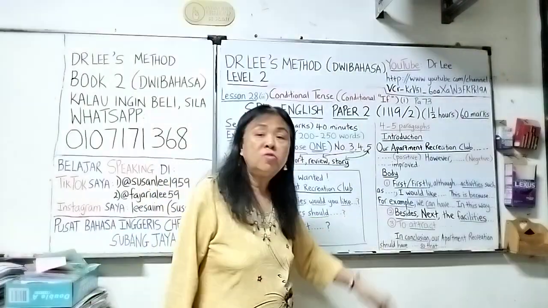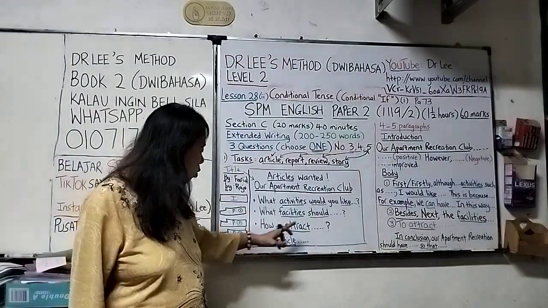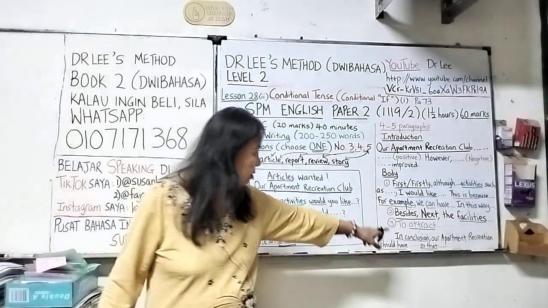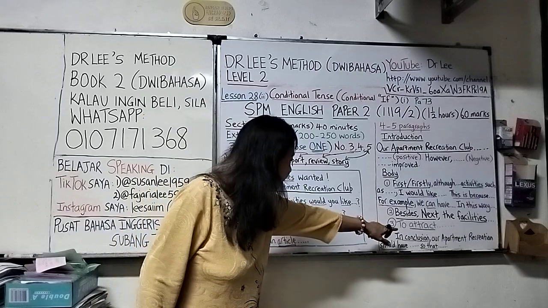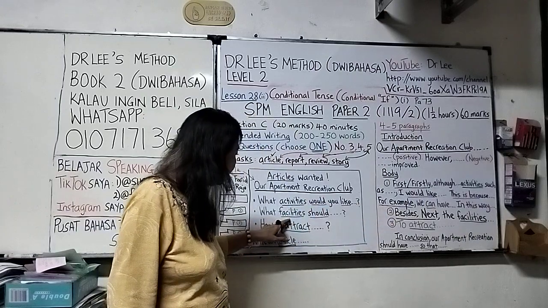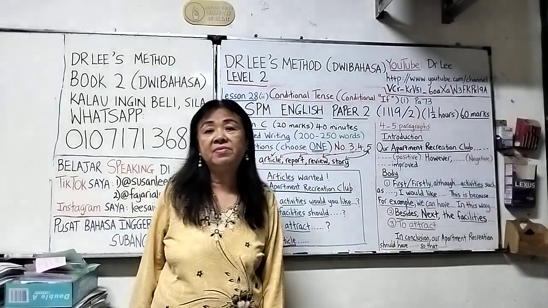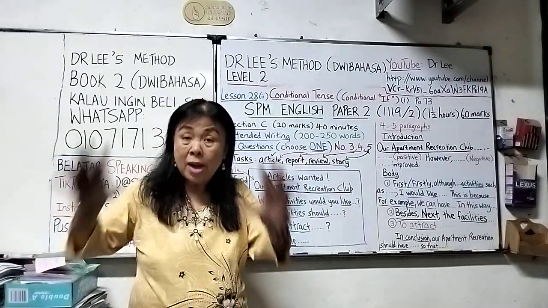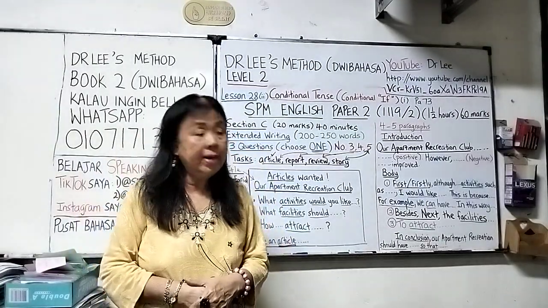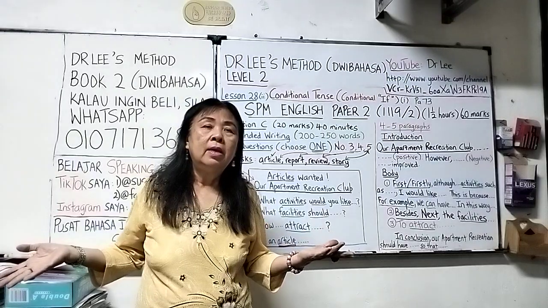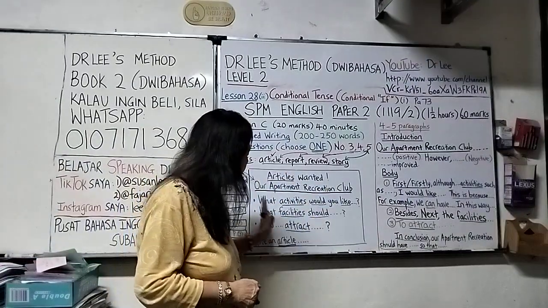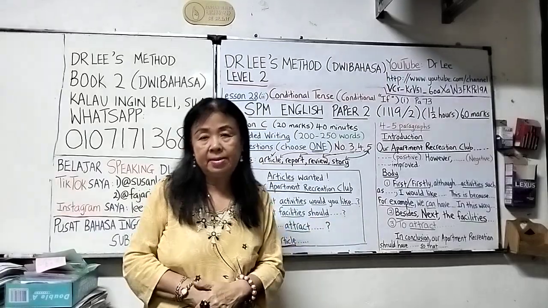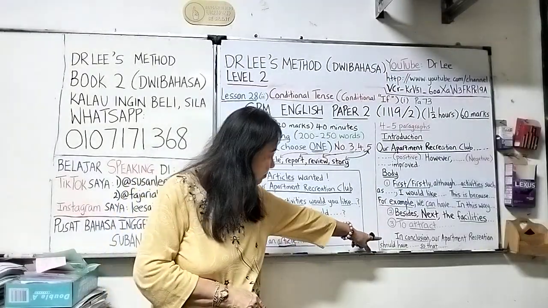Okay, then you move to the third question. How to attract? So to attract, I start. You see, I answer the question. They use attract, I use attract. They use facilities, I use facilities. They use activities, I write activities. This is the way you must do. You answer the question. Okay? So to attract more people to come and use our apartment recreation club here.